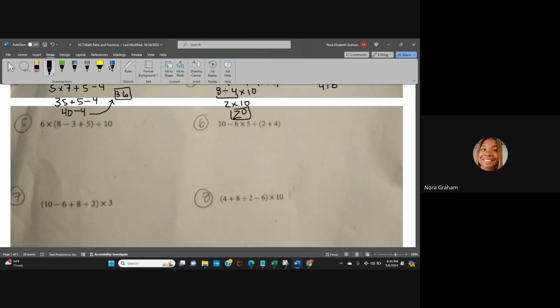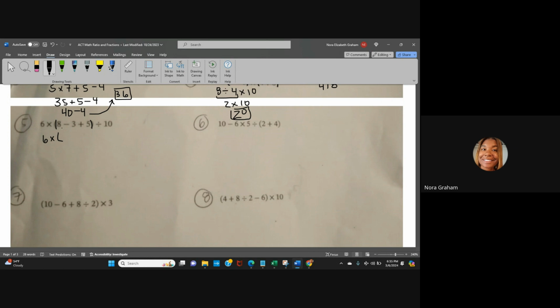So now let's do 5: 6 times, in parentheses, 8 minus 3 plus 5, end parentheses, divided by 10. Again, we have to deal with what's inside of our parentheses. Since we're showing step-by-step work, we're going to write everything else that comes along for the ride outside the parentheses and then deal with what's inside. I have subtraction and addition. Since I have both of those, I'm just going to move from left to right.